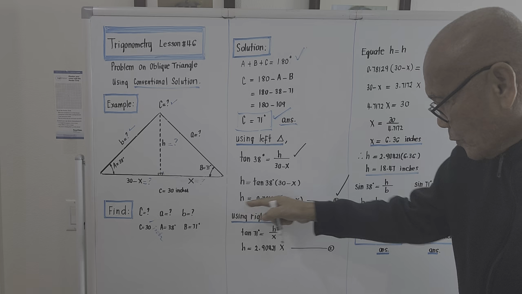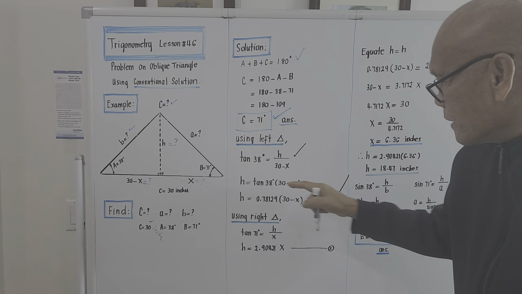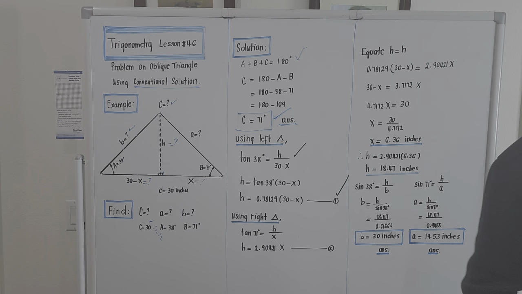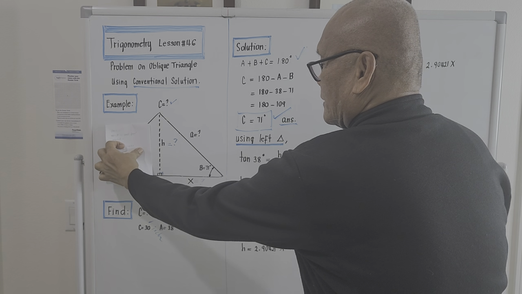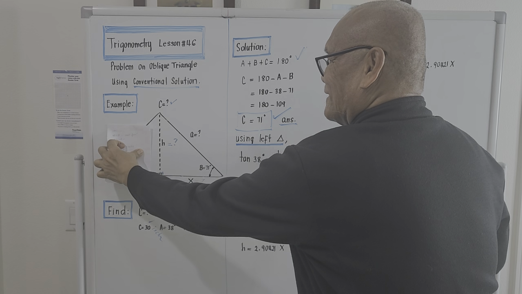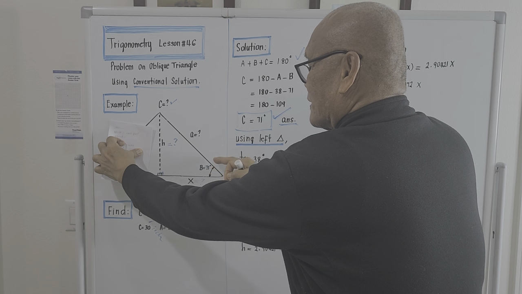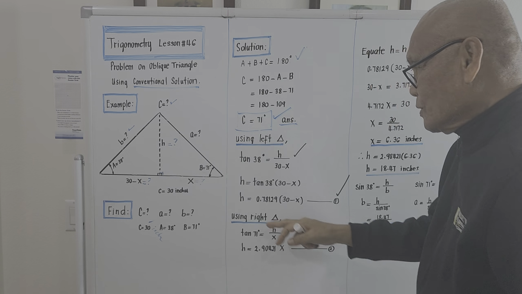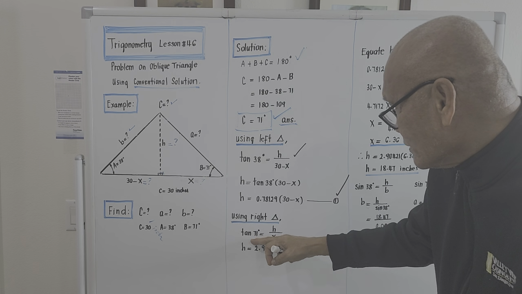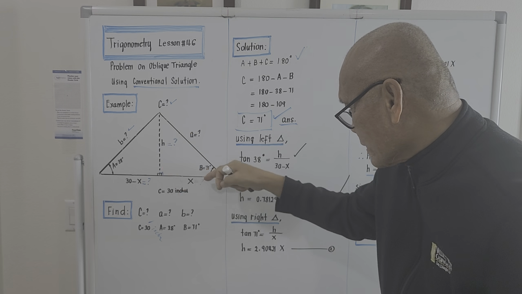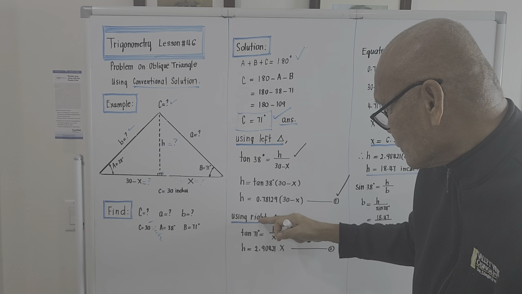We have now formulated the first linear equation involving two unknowns, h and x. And again, by covering the left triangle and considering the right triangle, the relationship of this side with respect to this is again tangent, considering the 71 degrees. So using the right triangle, tangent of 71 degrees will be h over x. So h now will be x times tangent of 71 degrees.